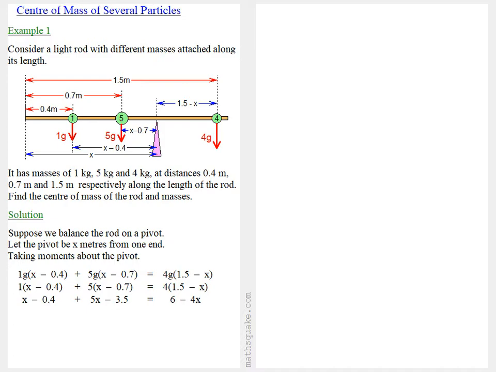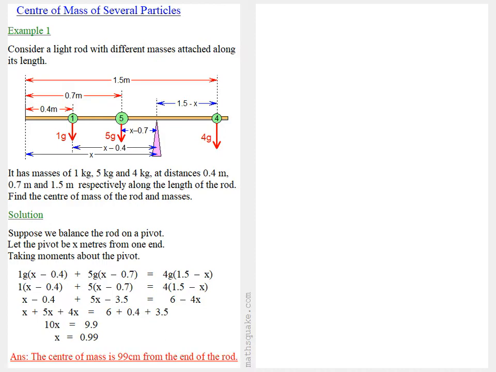Well, if we get all the x terms on one side and the number terms on the other side, we have x plus 5x plus 4x equals 6 plus 0.4 plus 3.5, which gives us 10x equals 9.9, or x is equal to 0.99 meters. Now this means the centre of mass is 99 centimeters from the end of the rod.